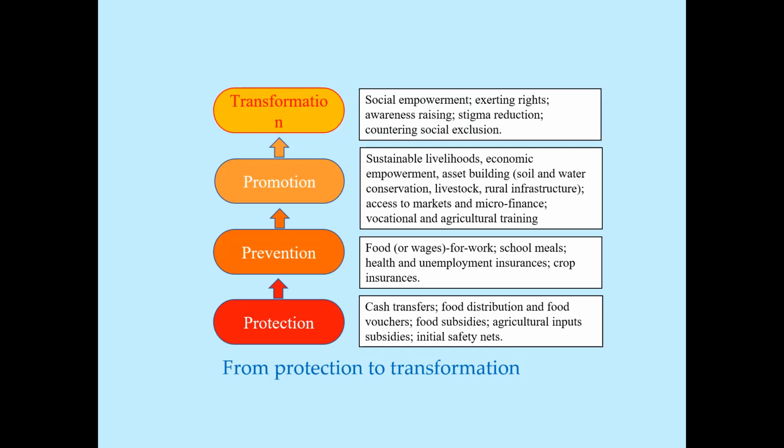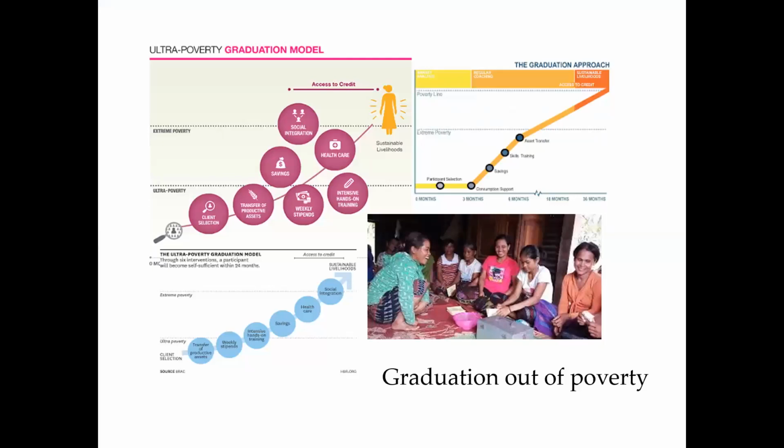Note that in development practice, these four components of livelihood enhancements may well overlap. Protection, prevention, and promotion are often integrated in so-called graduation programs, graduation out of poverty. These are phased interventions that support the poorest in an integrated way to achieve sustainable livelihood and thus move out of poverty, often within a specific period.